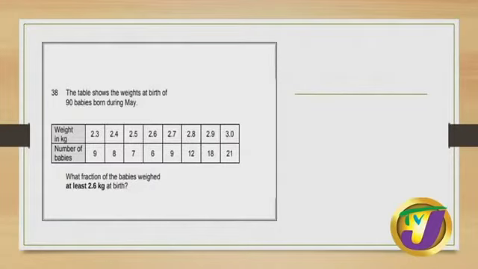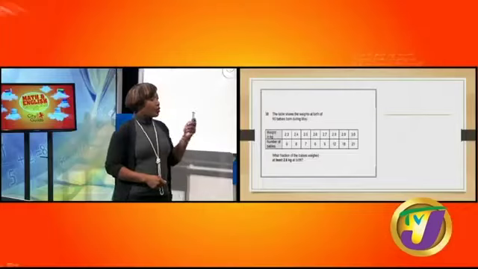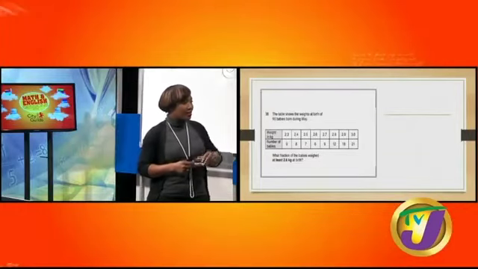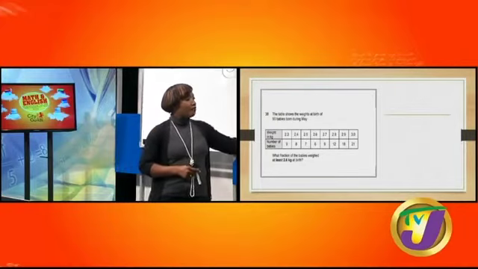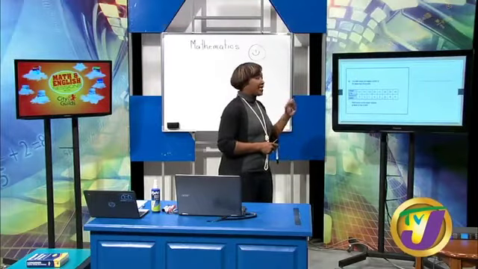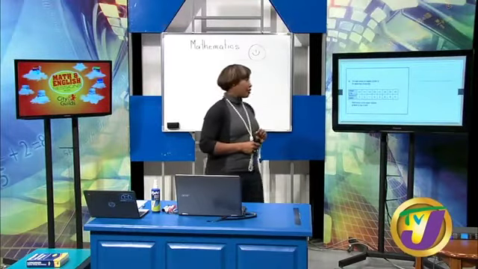So this question says the table shows the weights at birth for 90 babies born during May. The information on the diagram from the table started at 2.3 being the lightest weight of the baby, and we had 9 babies there, and the heaviest baby would have been 3 kilograms. Now the question that was asked was answered incorrectly because there was something in the question that I did not pay keen attention to. It says, what fraction of the babies weighed at least 2.6 kilogram at birth?